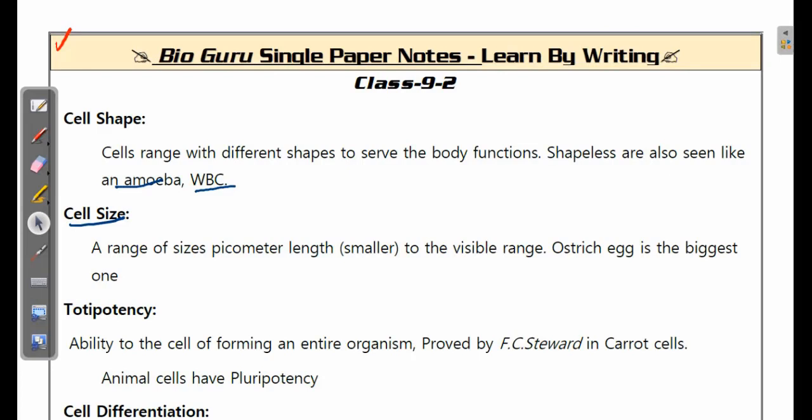Hello Shishas, welcome to lecture 2 cell biology. We're going to look at this chapter. Today we're going to learn about the cell shapes, the cell size and totipotency.